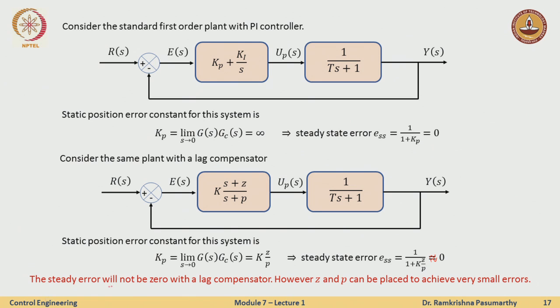The steady state error will not be 0 with a lag compensator. However, what is in my control? I have K, I have z and I have p, and I can make this ratio as large as possible to achieve errors as small as possible.